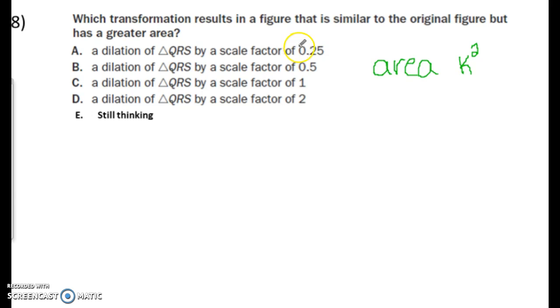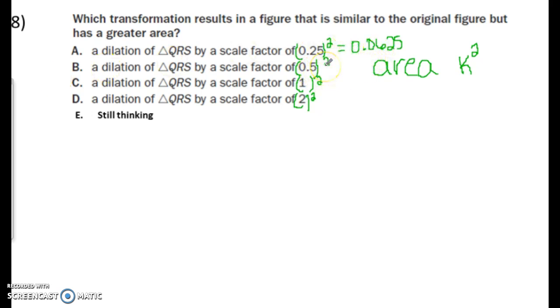So we could take each of these scale factors, we could square them, and that's going to tell us how many times bigger the new area is going to be. Some of you guys might just see some obvious things to cross out, but if we do 0.25 squared, we get 0.0625. So the area is definitely going to be smaller. It's going to be that much smaller.